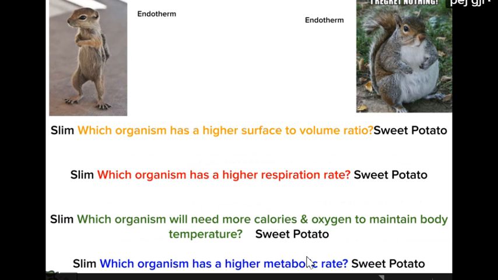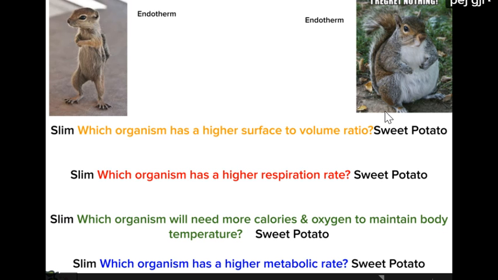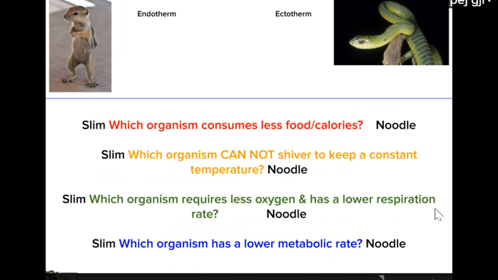All right. We already kind of covered this, right? This little guy right here needs more oxygen, needs more glucose, has a higher metabolism, has a higher respiration rate, and has a harder time maintaining its body temperature than the sweet potato over here, okay? You need to be able to explain why organisms need more oxygen in different situations, okay?